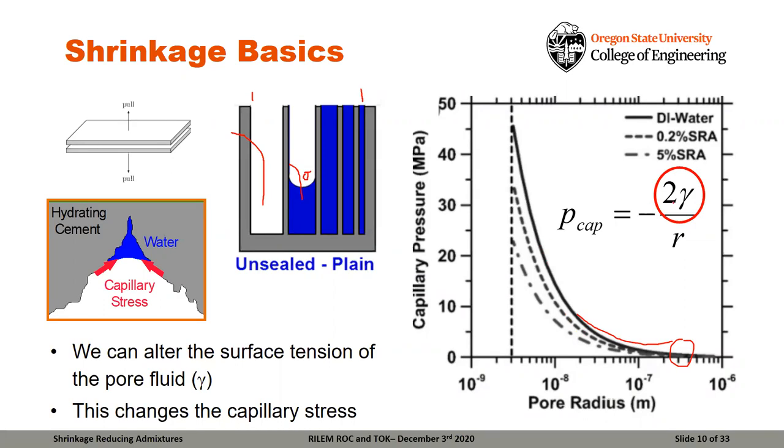If we alter the surface tension of the fluid, so let's say we're here with this size pore, if we reduce the surface tension of the fluid, we're going to drop the capillary stress pretty substantially. So here, if we drop the surface tension in half, we're going to drop the capillary pressure in half, which means we're going to drop the overall shrinkage to about half.